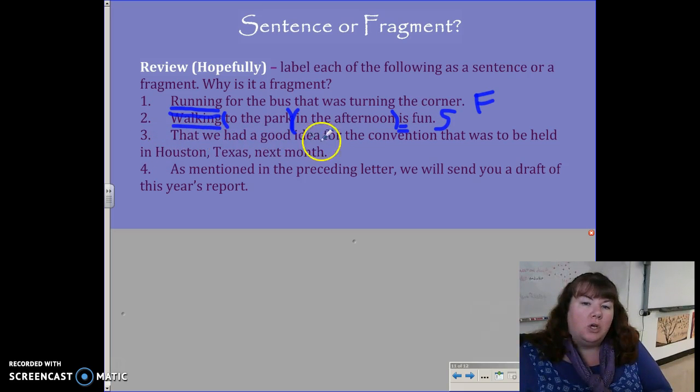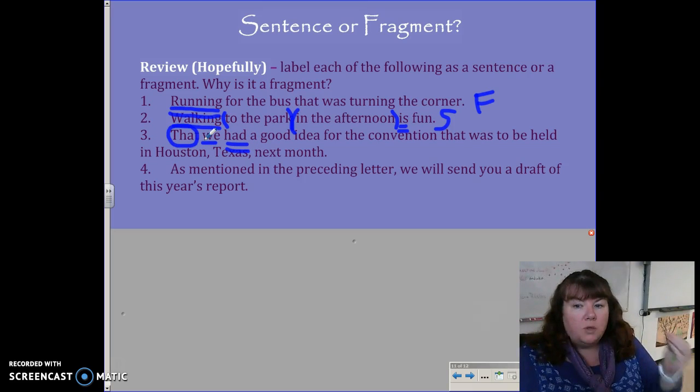Number three: that we had a good idea for the convention that was to be held in Houston, Texas next month. Now, the we and the had are a subject and verb, but there's a problem here. We have the that. That is a subordinating conjunction. So what looks like a complete sentence because it has a subject and verb is actually not, because it's a dependent clause, so it needs more information. I would label this as a fragment.